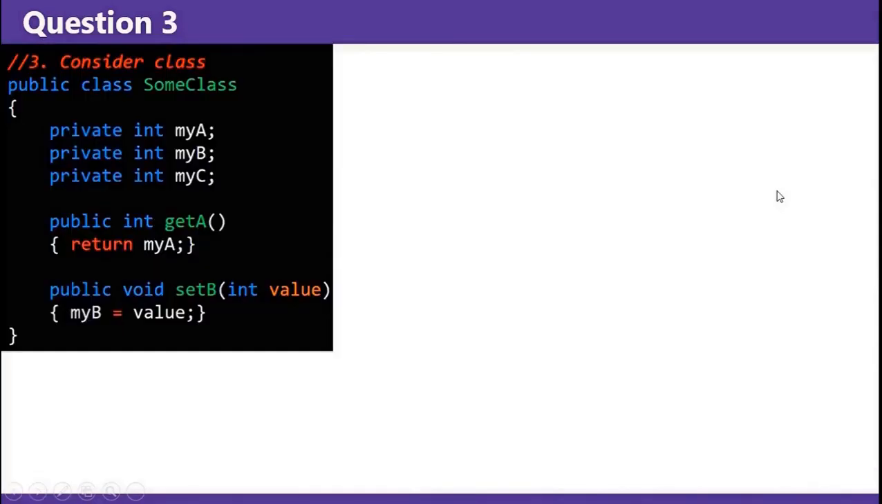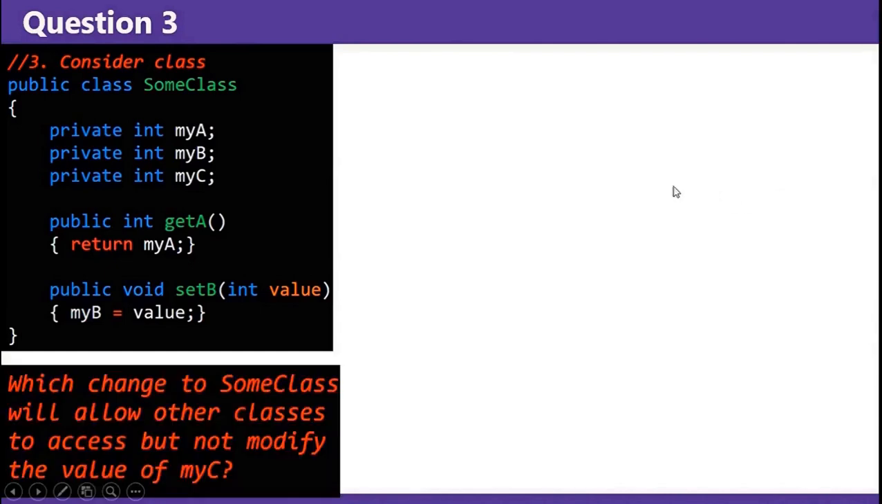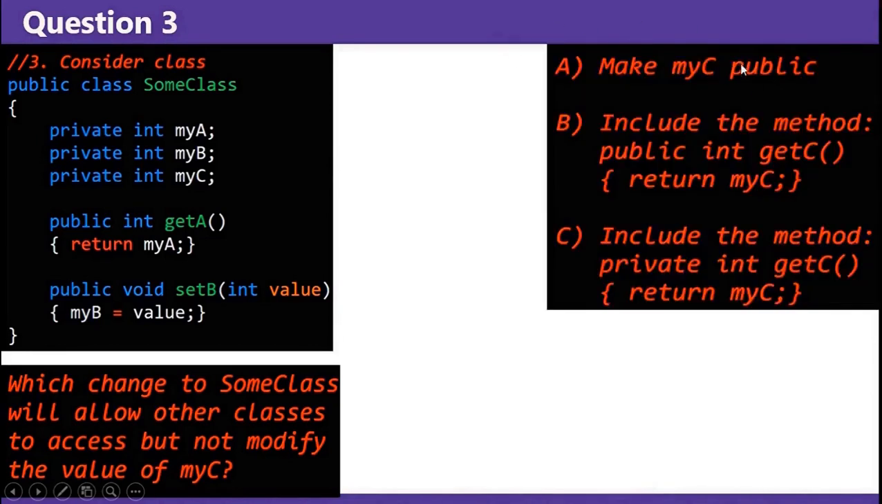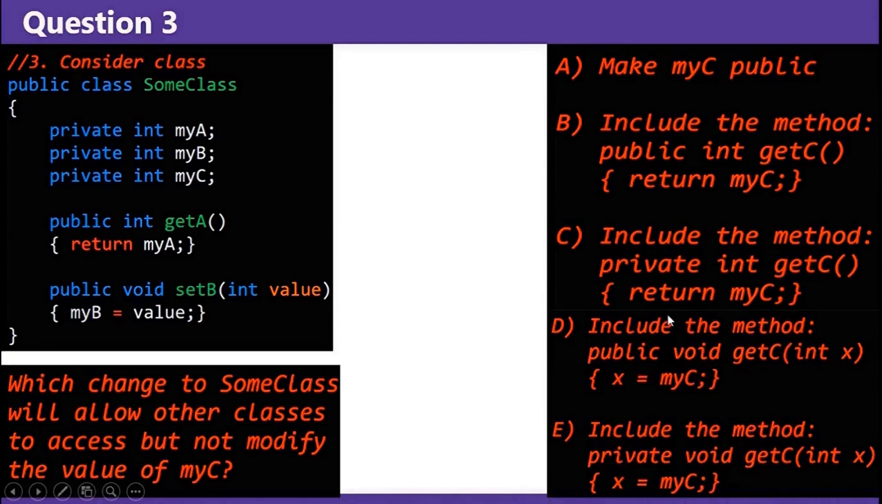Question 3. Consider the same class from the last example. What change to SumClass will allow other classes to access but not modify the value of myC? A makes it so they can both access and modify. C would make it so they could access but they wouldn't be able to modify. D and E are nonsense, so the answer is B.